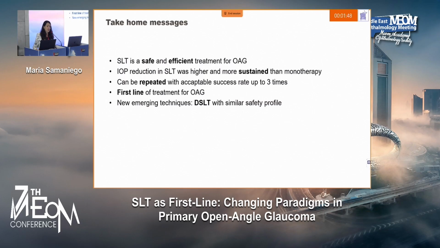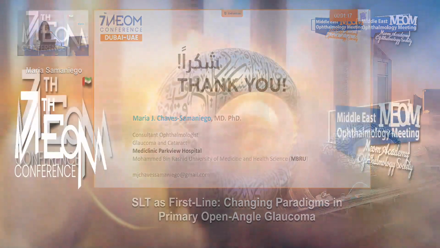SLT is a safe and efficient treatment for open-angle glaucoma. The IOP reduction with SLT is higher and more sustained than with monotherapy. It can be repeated with an acceptable success rate up to 3 times. It became the first line of treatment in open-angle glaucoma, and these new emerging techniques like direct SLT are showing good results, not better, but with similar safety profiles. So let's wait for more studies about this. Thank you so much.